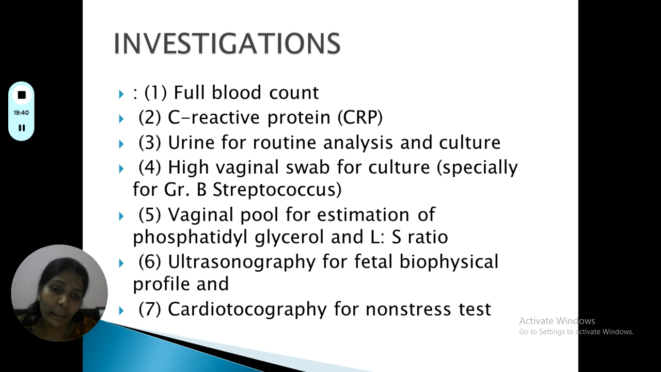Then cardiotocography for the non-stress test. If there are no contractions, we will see how is the fetal heart and how is the fetus responding. So these are the investigations, blood investigations to detect infection, and scan and cardiotocography to ascertain fetal well-being is also important.